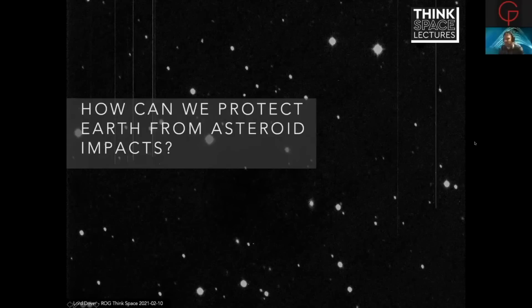I'm here to answer the question of how can we protect Earth from asteroid impacts? And when we think of asteroids, you probably think of kind of a big rock flying through space. And that's basically what an asteroid is. And if you try and visualize an asteroid, what you probably see is something that maybe looks a bit potato shaped. That's what asteroids kind of look like.